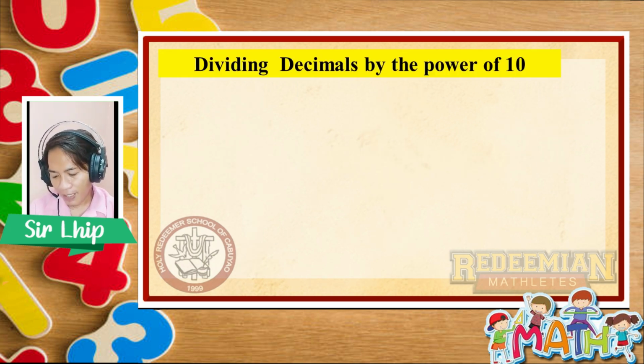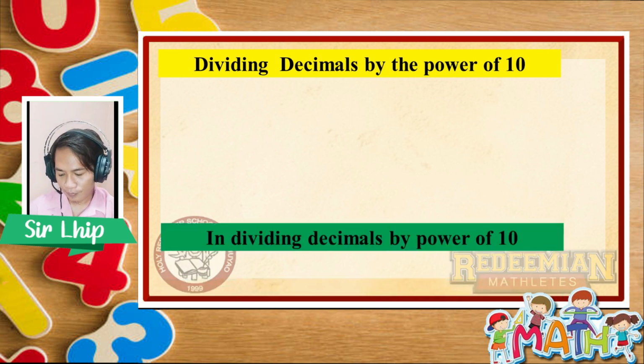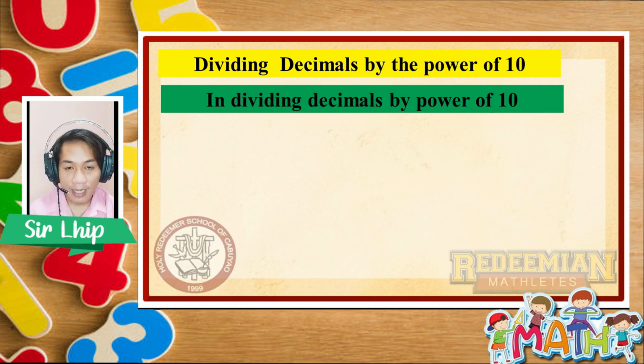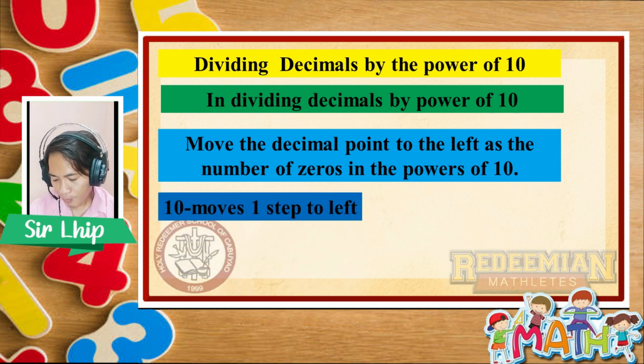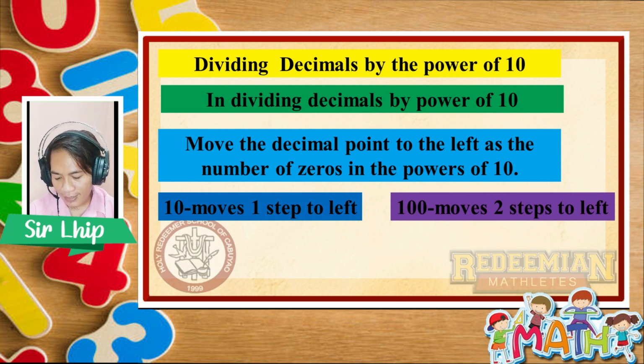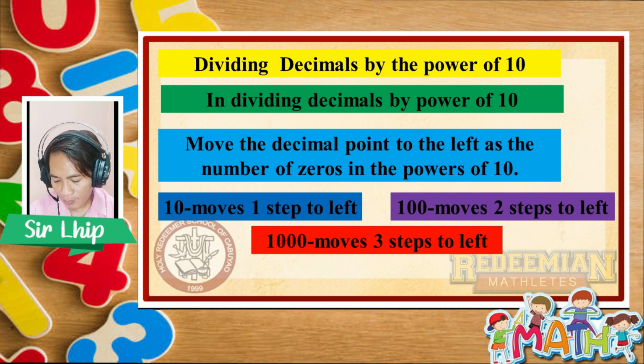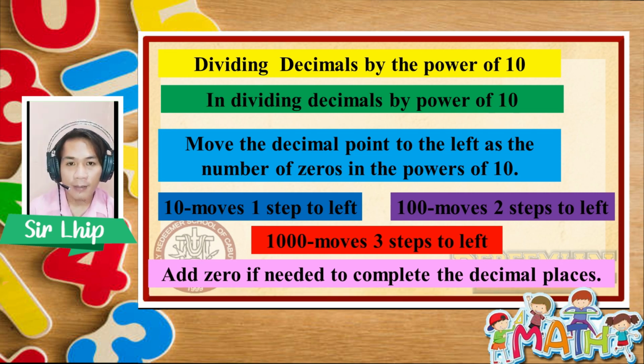Dividing decimals by the power of 10. In dividing decimals by the power of 10, move the decimal point to the left as many places as the number of zeros in the power of 10. 10 moves 1 step to the left. 100 moves 2 steps to the left. 1,000 moves 3 steps to the left. Add 0 if needed to complete the decimal places.